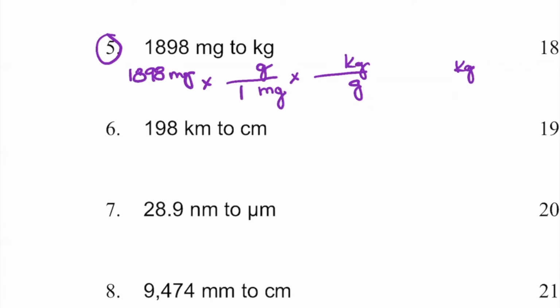For every 1 milligram, there's 10 to the minus 3 grams, and for every 1 kilogram, there's 10 to the third grams. If I do this math out, 1.898 times 1 times 10 to the negative third divided by 1 times 10 to the third, I get 0.001898 kilograms. For significant figures, we have 4 given, so we can report 4 in our answer, because none of these conversion factors determine sig figs.